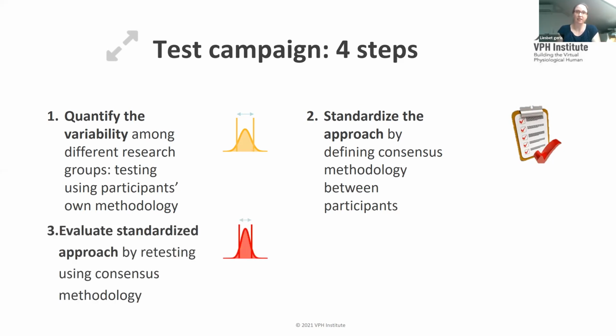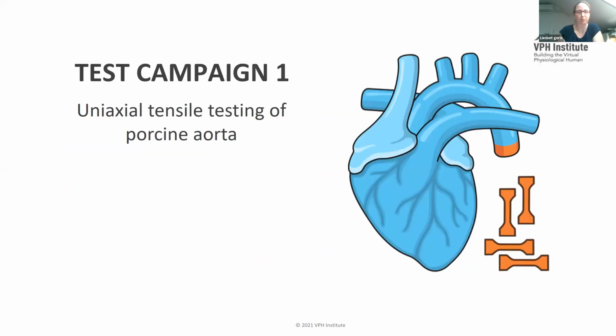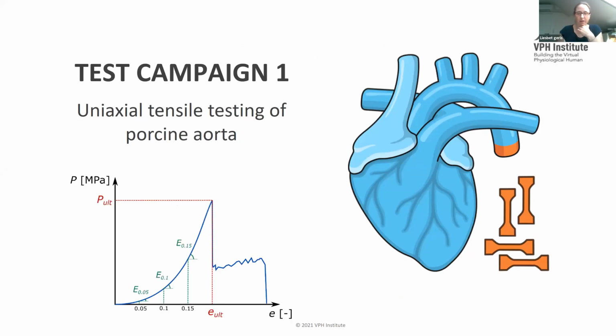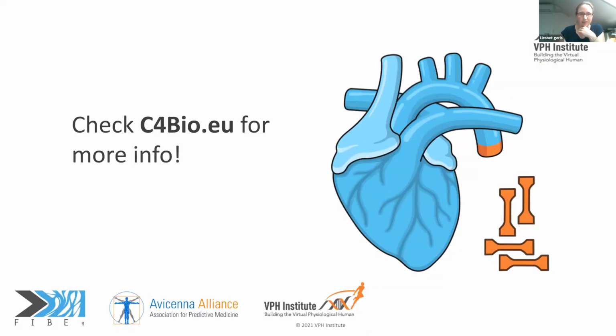People then get another sample, do their measurements, send it back, and hopefully variability has decreased and we can publish this community consensus protocol. Now, the first campaign is ongoing. We're at the end of phase 1 for the aortic tissues. A lot of people across the world are participating there. And if you want to know more, you can check the C4Bio website for additional information.